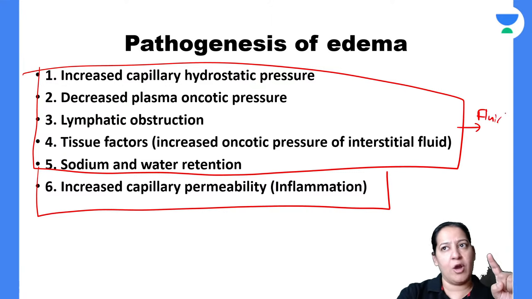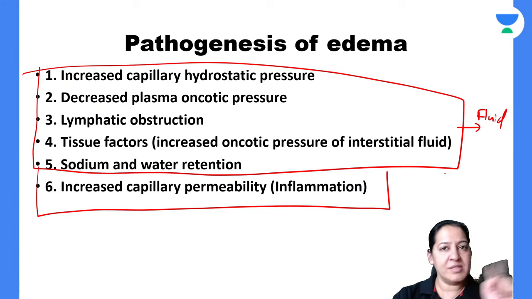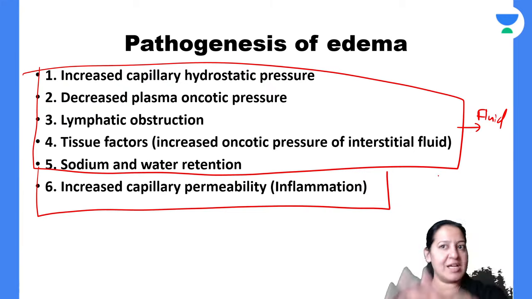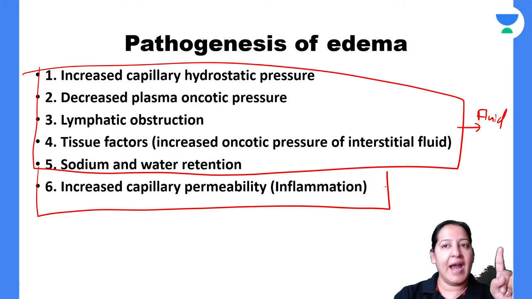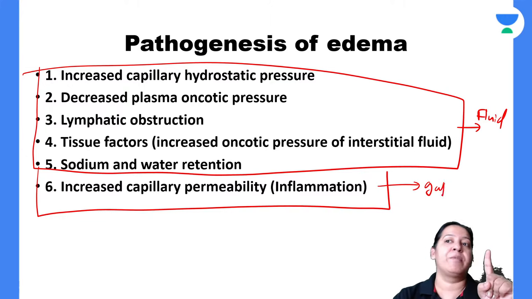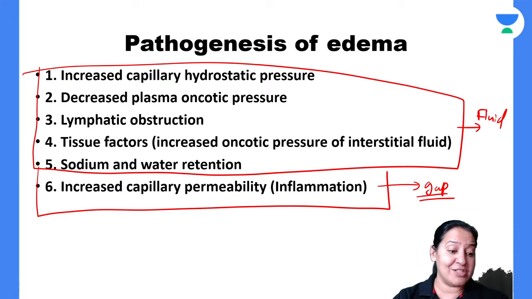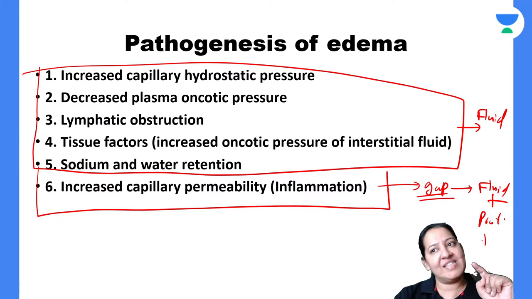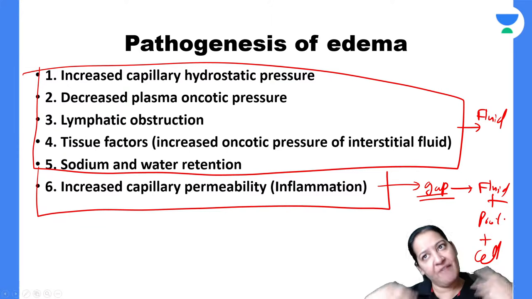Only fluid is coming out. Protein is not coming out because there are no holes. There are no gaps in the first five causes. So, only fluid is coming out in the interstitial space. And in the last, there is gap formation. The defects are there. Due to increased vascular permeability, defects are formed. So, from the gap, fluid along with protein, along with cells come out. From the gap, everything will come out.